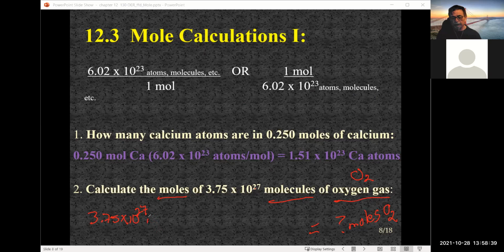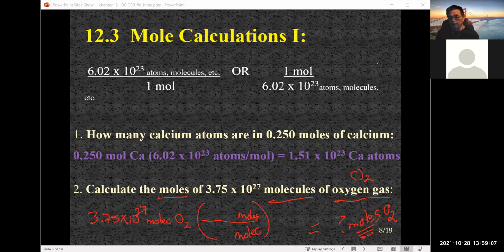Okay, molecules. I'm just going to do shorthand. MOLEC represents molecules of oxygen gas. Obviously, I have my conversion factor. I want moles in the numerator. Why? Because that's what the question asks for, which means that molecules, MOLEC, would be in the denominator.